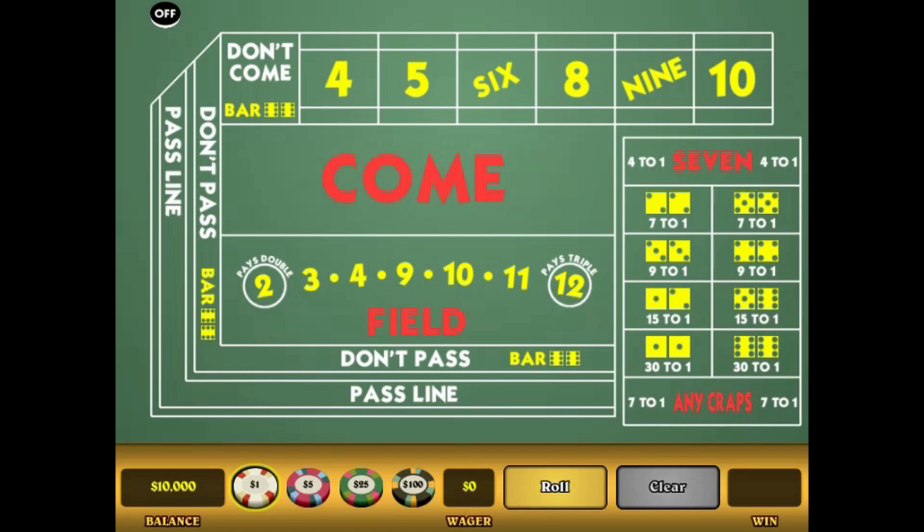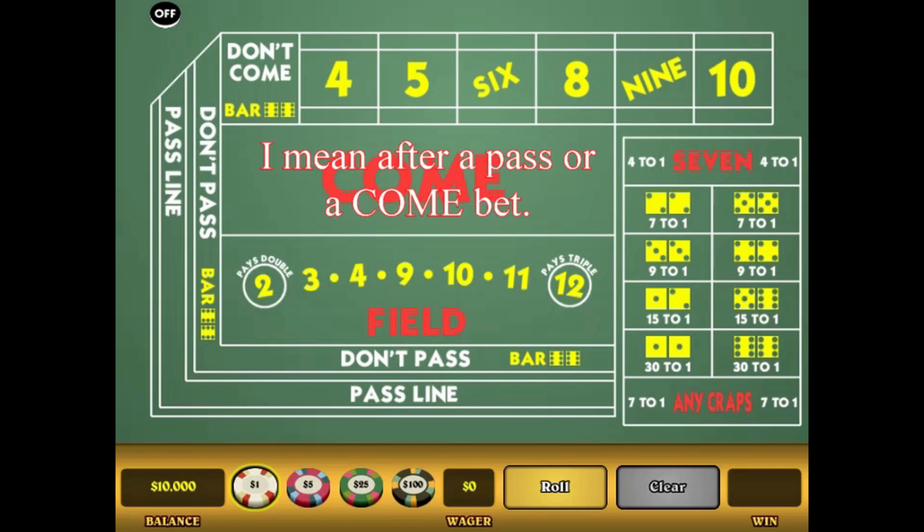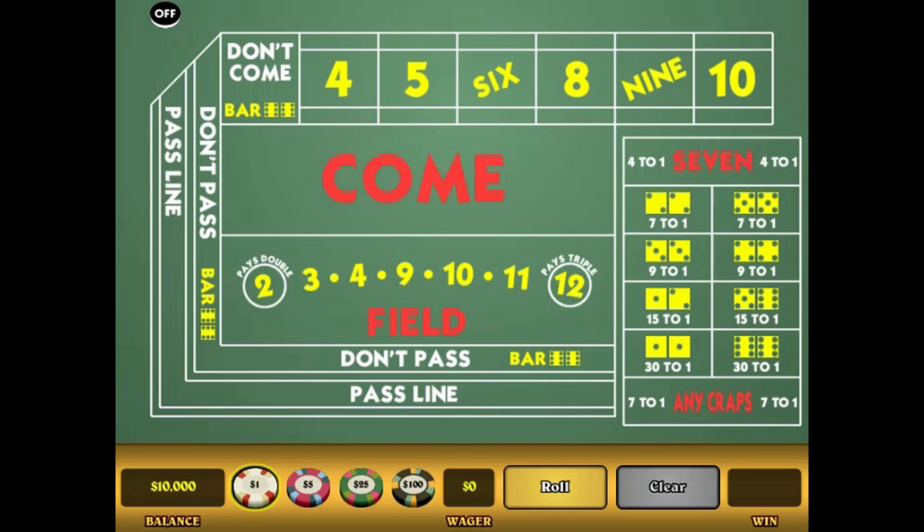Now this table allows 3, 4, 5 times odds, meaning that's how much you can bet on the odds after a pass or a don't pass bet. It also refers to how much you can win laying the odds after a don't pass or a don't come bet. And mathematically speaking, it works out that you can always lay 6 times a don't pass or a don't come bet. So let's get started here.